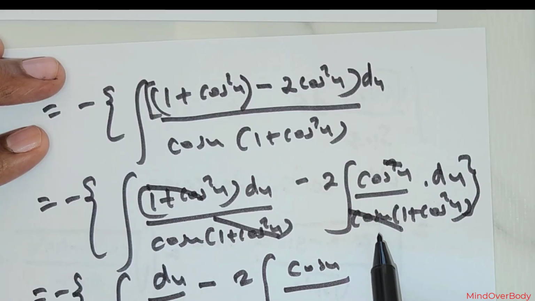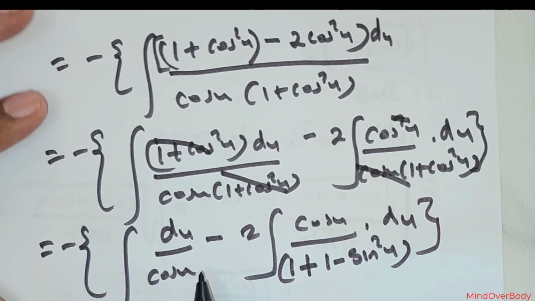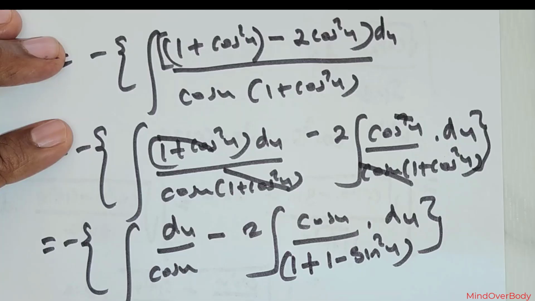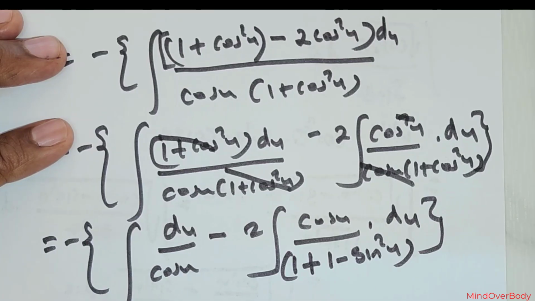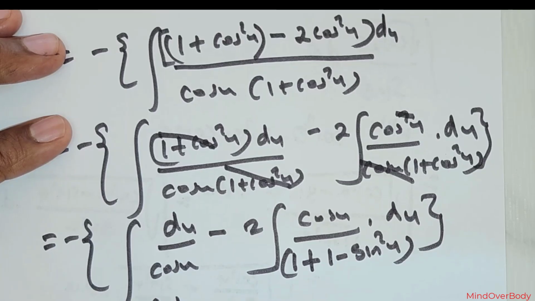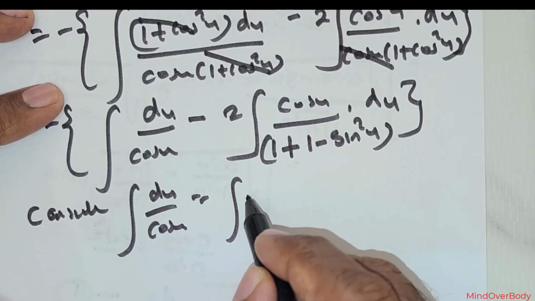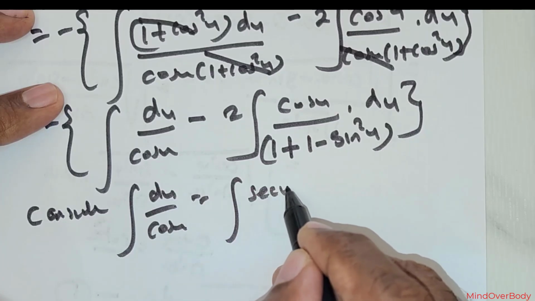I want to change cos² u to sin², that is 1 - sin² u. So 1 + (1 - sin² u). This is what I am going to do. Now you have two integrals. If you consider the integral of du over cos u, what is that? That is nothing but the integral of 1 over cos u, which is secant u du.